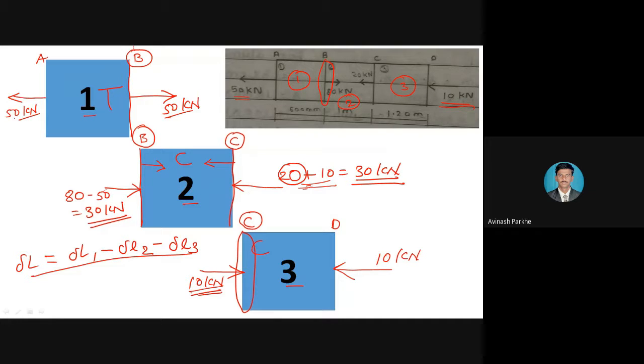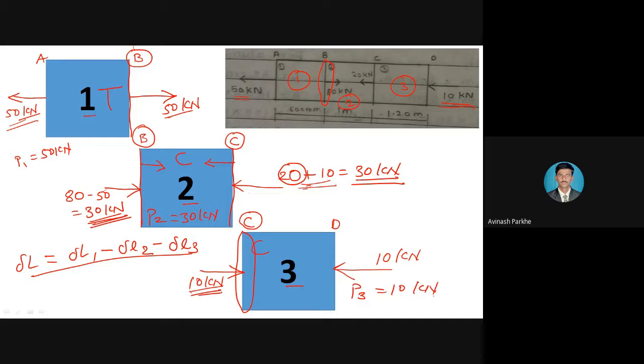P1 means your 50 kilonewton. While calculating delta L2 means we have to consider the P2 means which 30 kilonewton, and third, while calculating the delta L3, we have to consider the P3 force means your 10 kilonewton, means here P1 is equal to 50 kilonewton, P2 is equal to 30 kilonewton, and here we have to consider P3 is equal to 10 kilonewton.